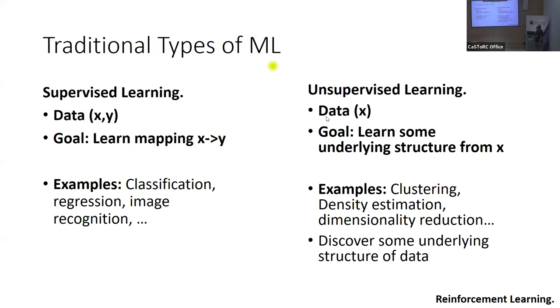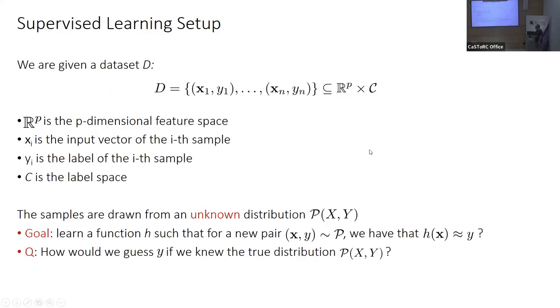And in unsupervised learning, we just have some data, and essentially our goal is to learn some underlying structure from our data, right? Examples of this include clustering, density estimation, dimensionality reduction, and so on and so forth.